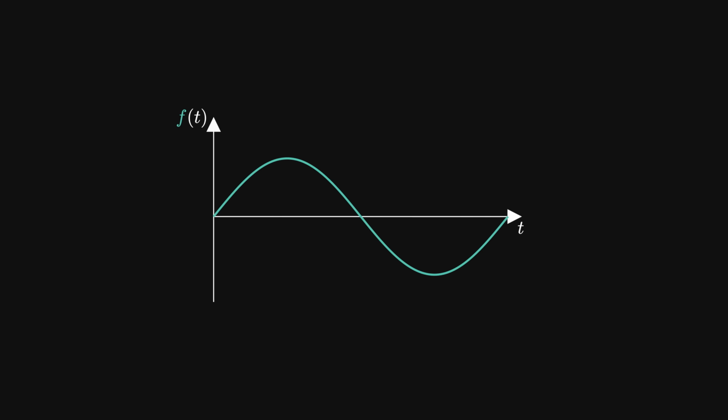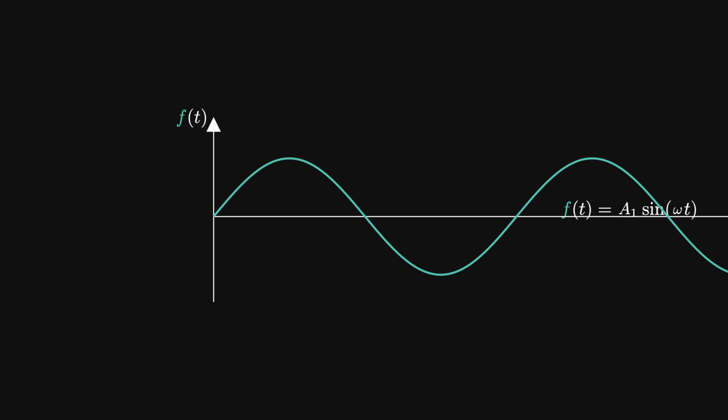Suppose we have a single oscillation, a simple sine wave like so. This wave has an amplitude A1 and angular frequency omega. So, the equation is simply A1 times sine omega t. There's nothing complicated here. This wave just continually oscillates like this forever.